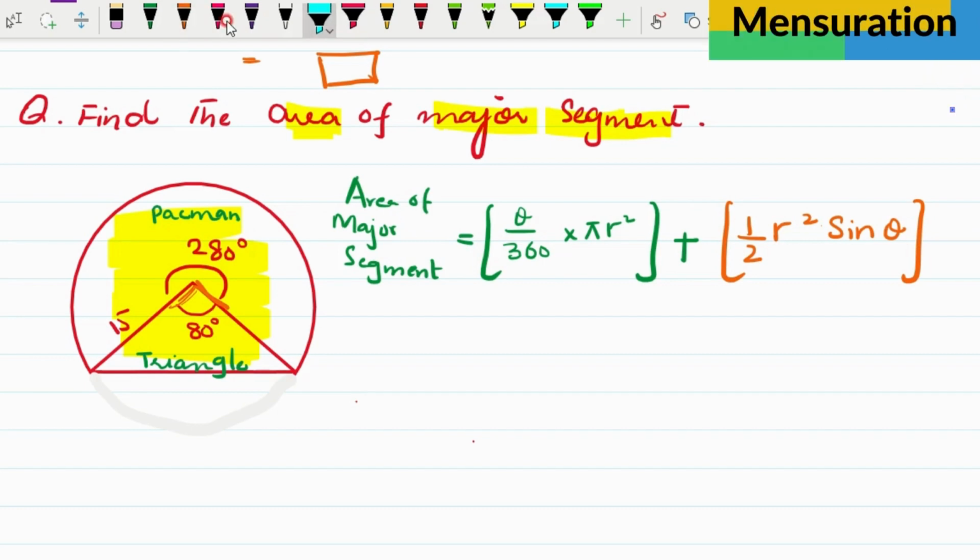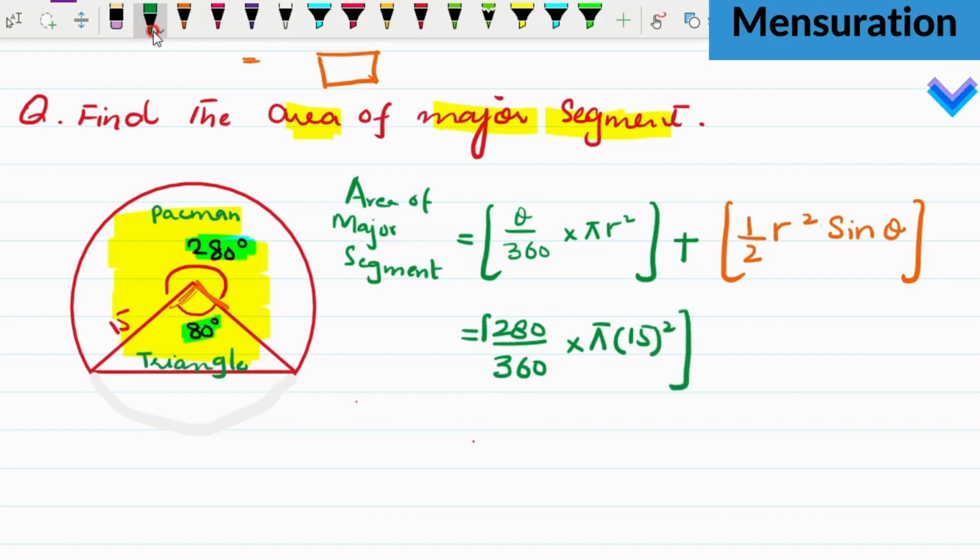So what is the angle here of Pac-Man? Angle is 280 and the triangle's angle is 80 degrees. So now we just need to substitute the values. That will be 280 over 360 into pi, and the radius is 15 square, plus the same for the triangle, but here we need to remember that theta is different and that will be 80 degrees. We will take 80 degrees here, right?